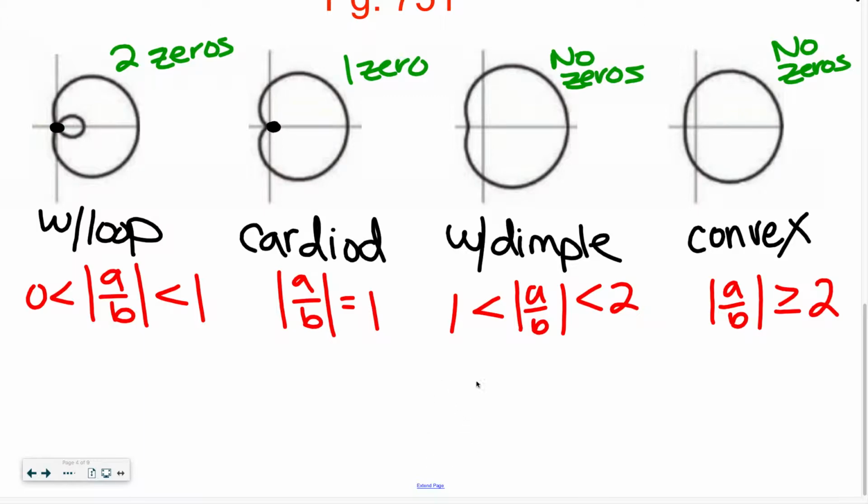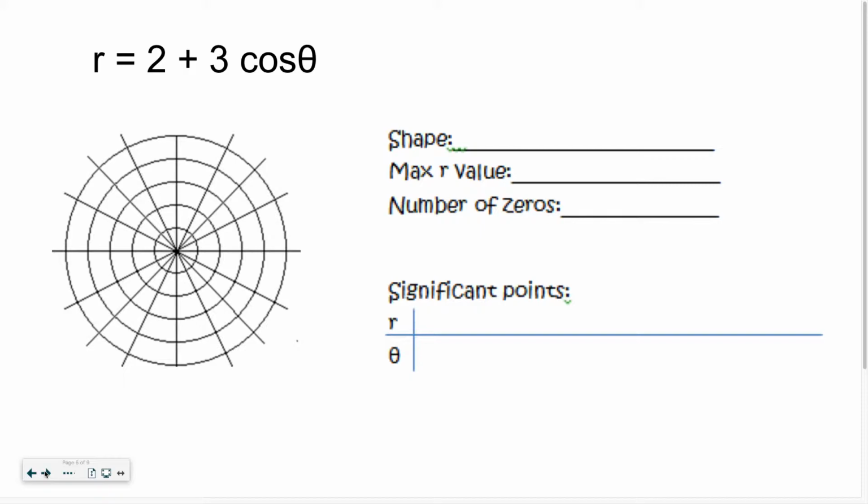Okay, let's do some examples. First example, r equals 2 plus 3 cosine theta. Okay, think about tomorrow. You're going to take a quiz. You're going to have to graph all 3: circle, rose curve, Limacon. How can you tell by the equation that this one is a Limacon? It's got a plus or a minus, right? If you got extra numbers in there, it's automatically Limacon for us. So we know it's a Limacon.